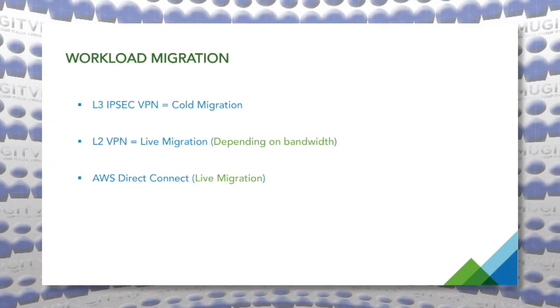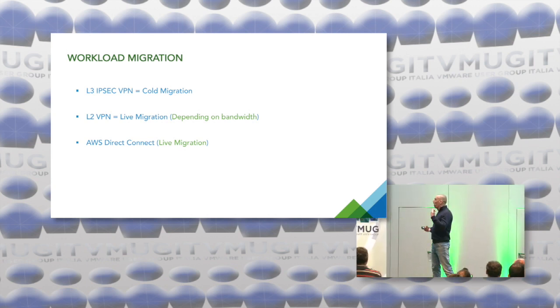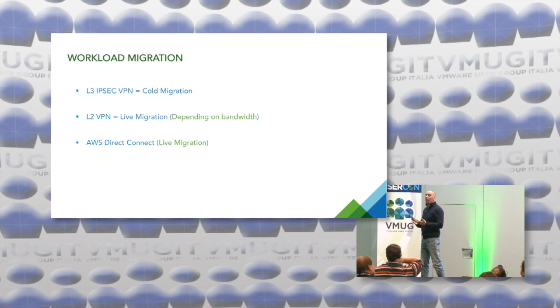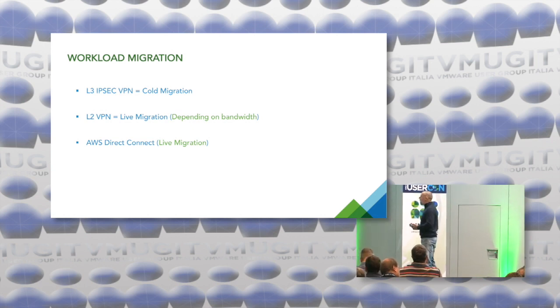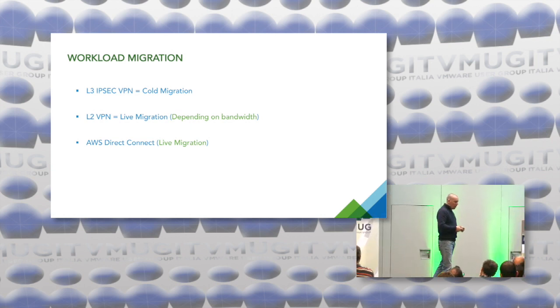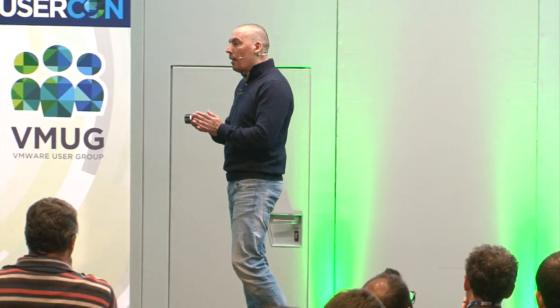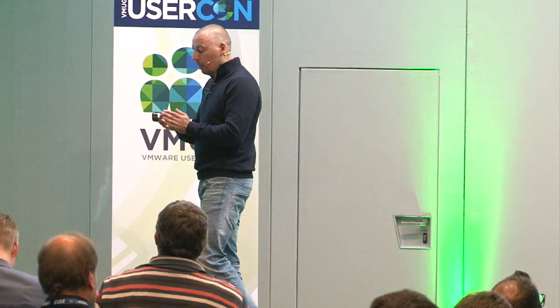From a migration perspective, this translates into cold migration and live migration, which depends on the bandwidth. So with L3 IPsec, we can only provide cold migration. But with L2, we can do a live migration if your bandwidth is plentiful. Direct Connect is typically 10 gigs. That's more than enough. Now, if you say this is all cool, but I don't want to migrate 500 VMs across this line, how do you provide any other services?